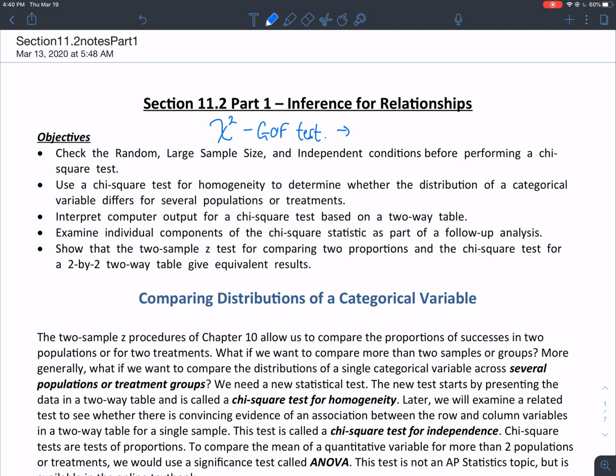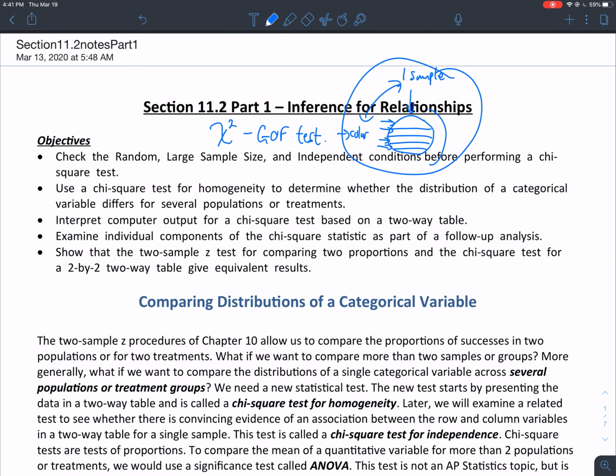If you remember, the chi-square goodness of fit test was one sample, and then we looked in that sample at how a specific categorical variable is distributed. For us, the first example we did was color, and then we had a bunch of colors, and we were testing to see if they were distributed according to a claim from the Mars company. That's the chi-square goodness of fit test. A single sample, and a single categorical variable, and we check a claim about the distribution of that categorical variable for a single sample.